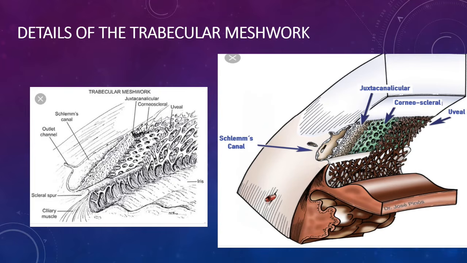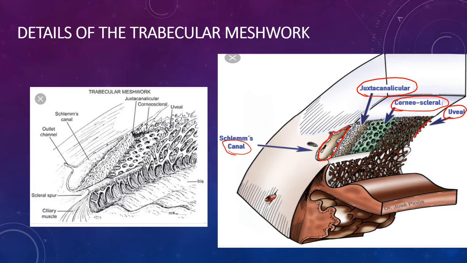As I told you, the trabecular meshwork is a sieve-like structure which covers the scleral sulcus and converts it into the Schlemm's canal. However, it also has various layers. As you can see, the innermost layer is the uveal layer. Outer to that we have the corneoscleral layer, and then the outermost part of the trabecular meshwork, which is present in close association with the Schlemm's canal, is called the juxtacanalicular portion of the trabecular meshwork.